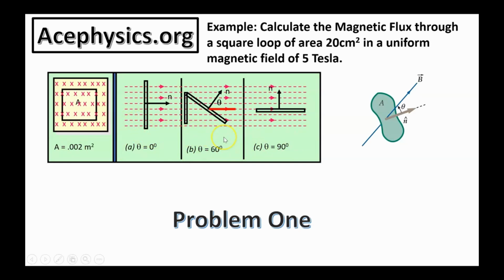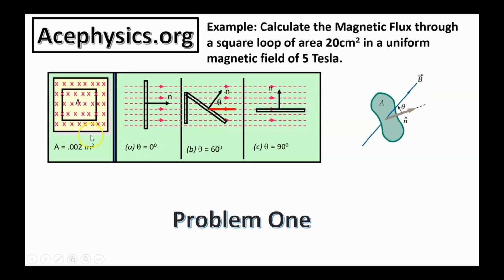These diagrams show the rectangle's orientation as viewed from a rotated perspective. This makes it easier to visualize the angle between the area vector and the magnetic field vector. A. What is the flux through the loop when the rectangle is fully aligned with the field? B. What is the flux when the rectangle is rotated at an angle of 60 degrees relative to the field? And finally, C. What is the flux when the rectangle is perpendicular to the field? Now I'll go on to show you the solution.